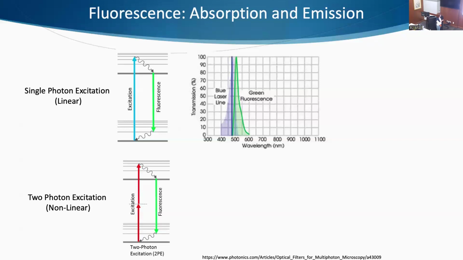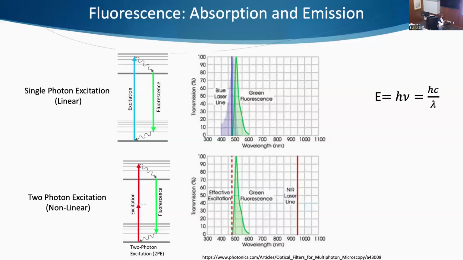So if you use a UV or a blue laser line to have the one photon excitation, for the two photon you would use a laser with photons that have half that energy, and half that energy in terms of wavelength, because of this relationship, translates to twice the wavelength. So typically for two photon fluorescence, two photon microscopy, we use a near infrared laser.